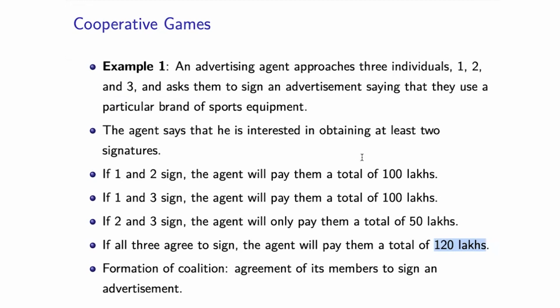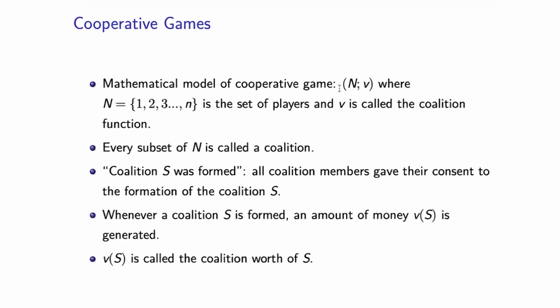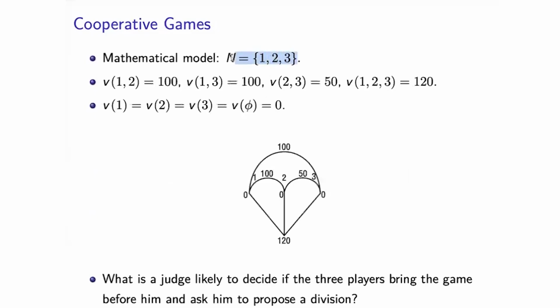Now let's think about how to mathematically describe this. First, remember, we need to describe two things. If you go back to our general definition of the game, we need to discuss what N is, and what this v is, which is the coalition function. So N is pretty clear here. N is the three players that the agent had approached. So N is equal to 1 to 3. And now the different coalitions that can form are the subsets of this set N. What we need is to discuss the coalition function, which will map any subset of N into a number.